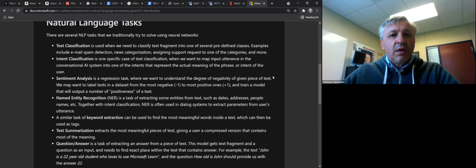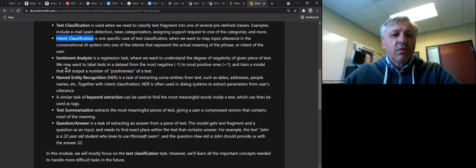We can also try to analyze what is the specific purpose of this text and what is the intent in that text. And so there is a different category called intent classification of tasks that NLP is good at. We sometimes also want to be able to understand the degree of negativity or positivity in the text. And this is referred to as sentiment analysis. And so NLP is good at answering these sorts of questions.